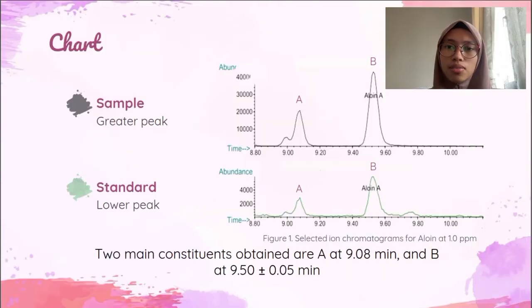Next is the graph, where the black line is the sample and the green line is the standard. The sample shows a greater peak than the standard, and the two main constituents obtained are A at 9.08 minutes and B at 0.5 plus minus 0.05 minutes.